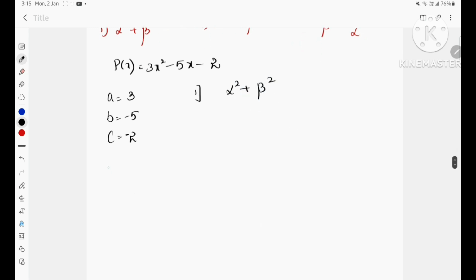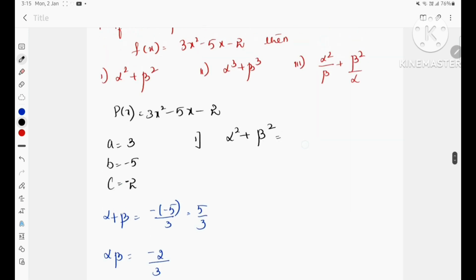Alpha square plus beta square can be simplified later, but before that we can find the sum and product. That is, minus b by a will be equal to 5 by 3 and c by a will be minus 2 by 3.